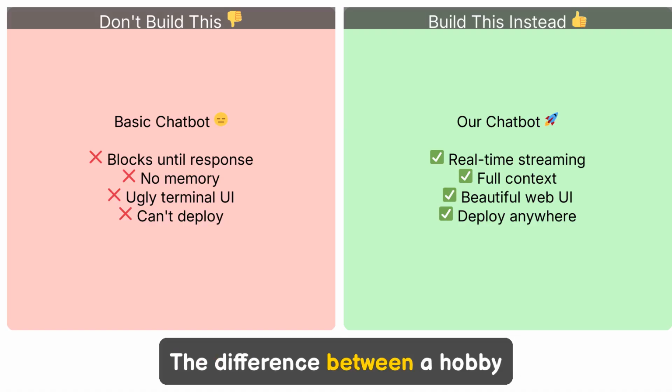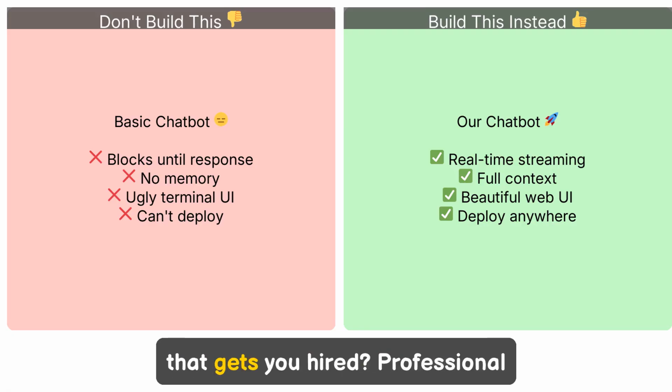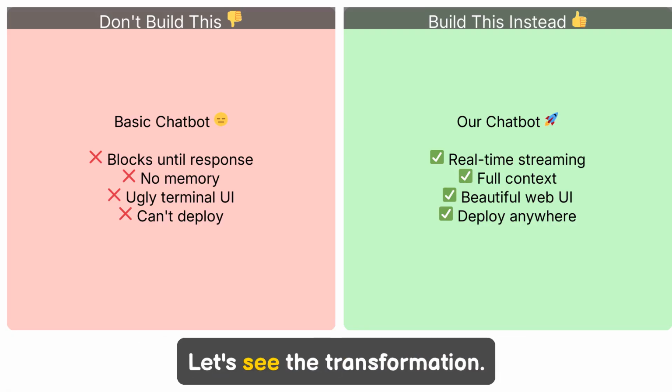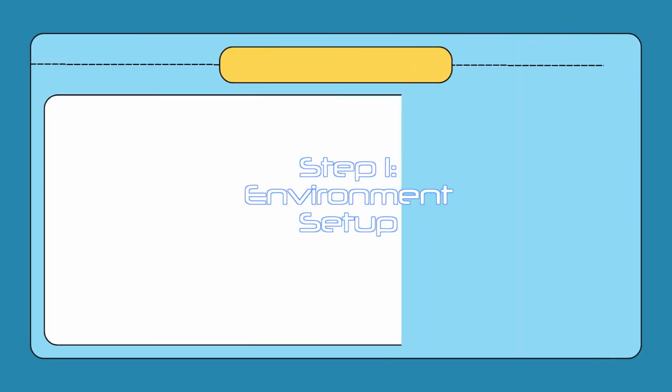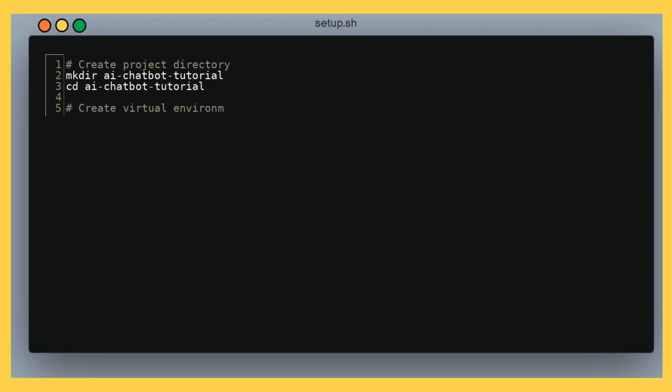The difference between a hobby project and a portfolio piece that gets you hired? Professional features like streaming and context. Let's see the transformation. Step 1. Environment setup. First, let's create our project structure and install dependencies. Open your terminal and run these commands.